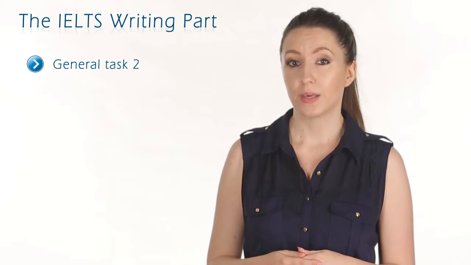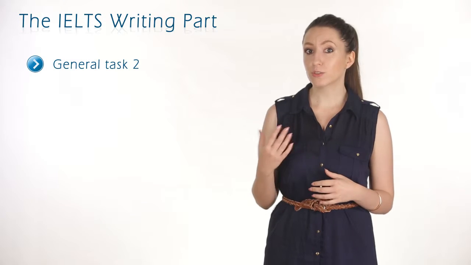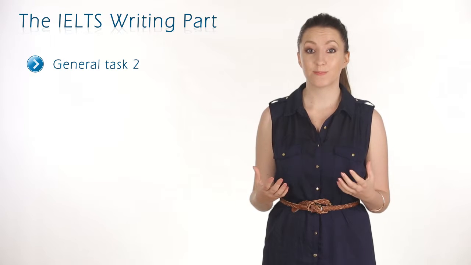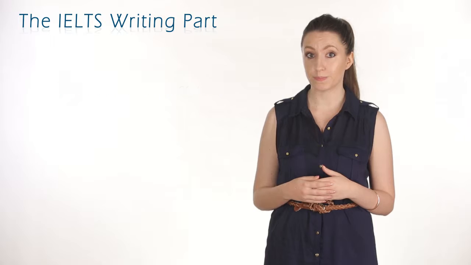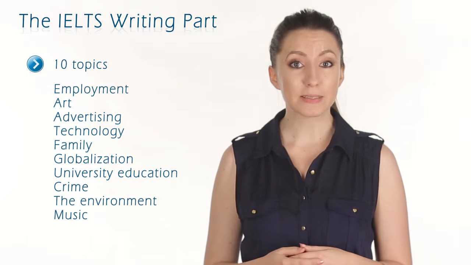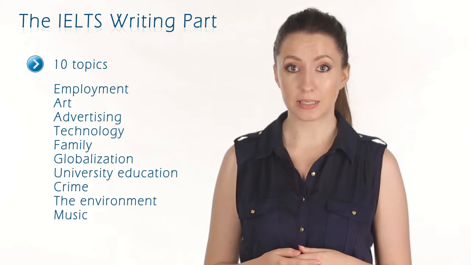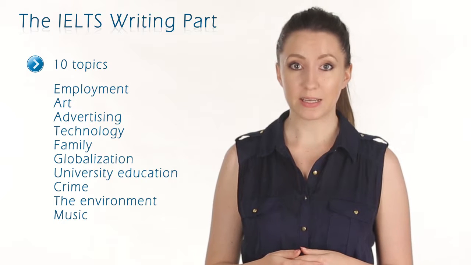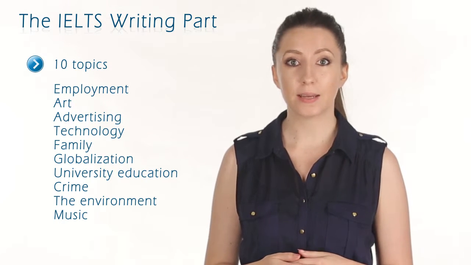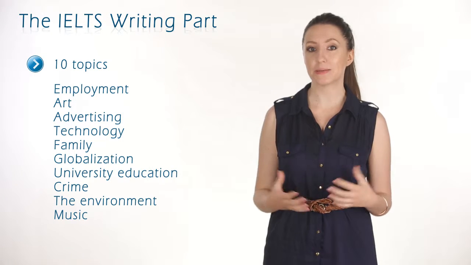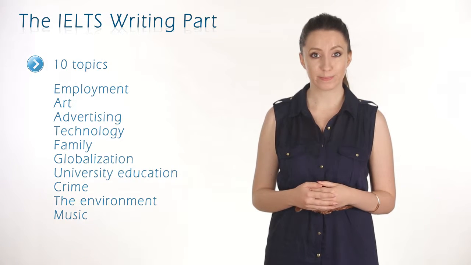Now let's talk about the breakdown of the structure for Task 2. It's the same for both academic and general. Let's have a look at the actual styles of questions that are asked first. There are about 10 topics that are covered by the IELTS in Task 2. They are employment, art, advertising, technology, family, globalization, university education, crime, and the environment. Sometimes you will see music, but it's not very common.